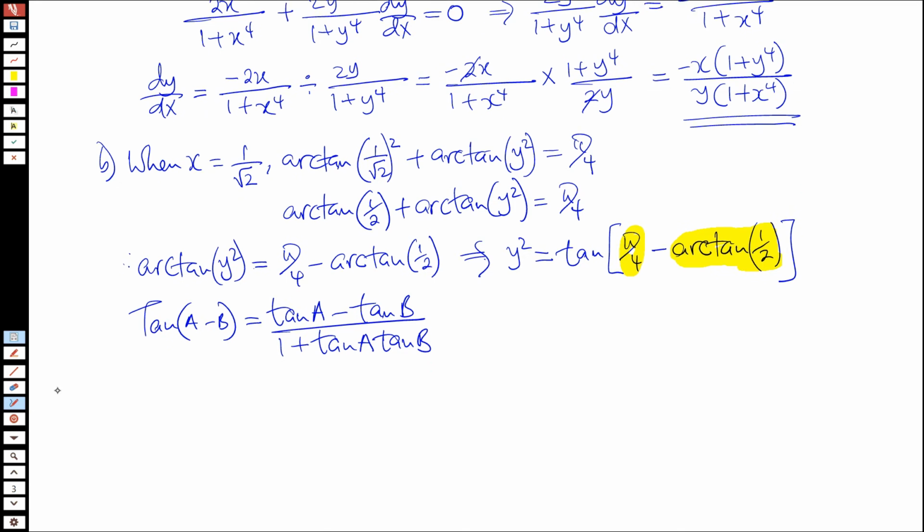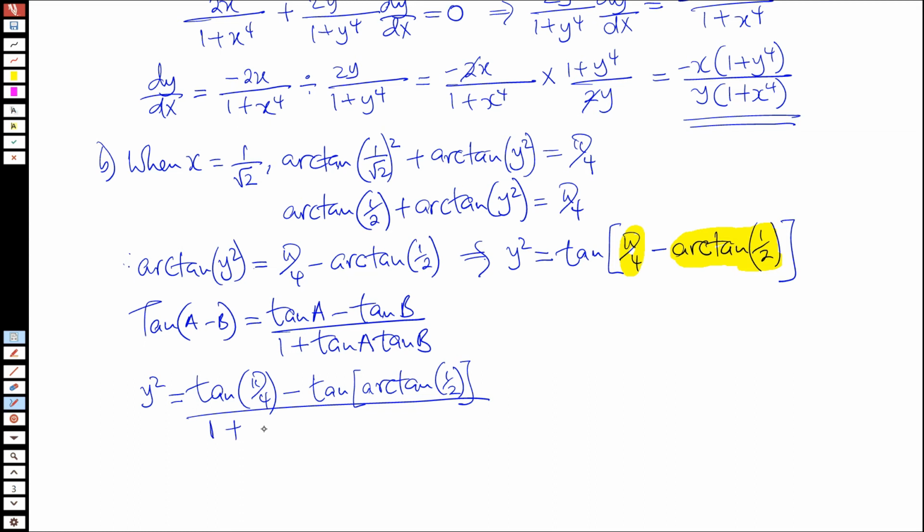Which implies that y squared, which we have here, y squared will be equal to tan pi over 4, because that's our A, minus tan arctan a half for our B, over 1 plus, so our A again is pi over 4, and our B is arctan a half.